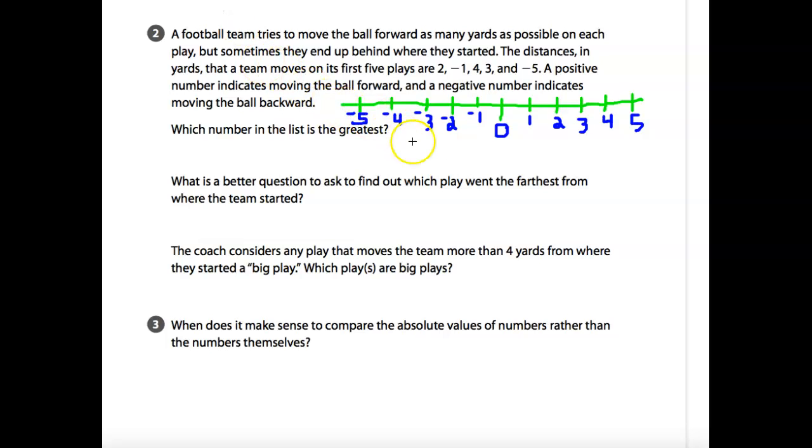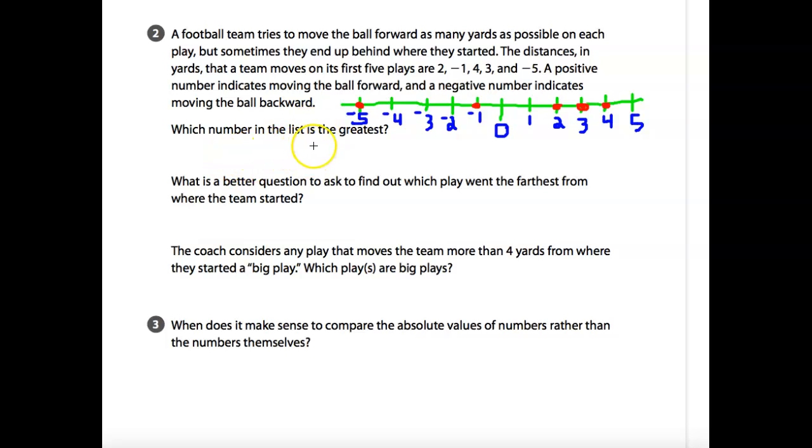Okay, I have drawn a number line just to illustrate how to figure this out, or how to visually see it. I know that you can figure it out without the number line. So let's plot these points. We've got 2, and we've got -1, and we've got 4, and 3, and -5. Okay, so those are the 5 plays. So a positive number indicates moving the ball forward, so they were going toward their goal this way. Negative number is when they got kind of pushed back.